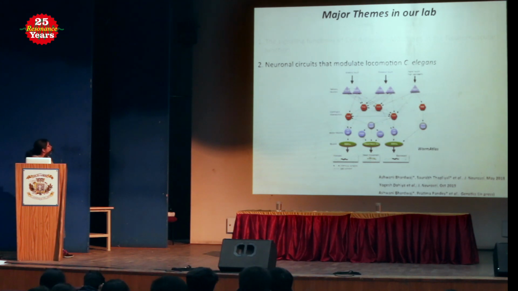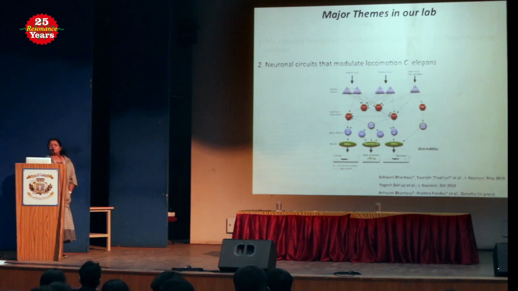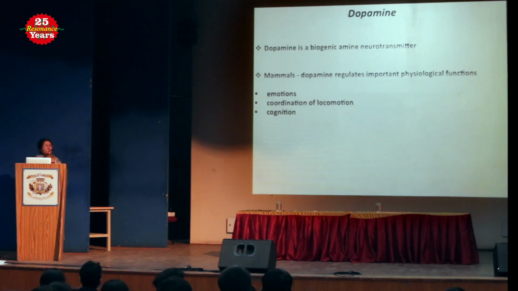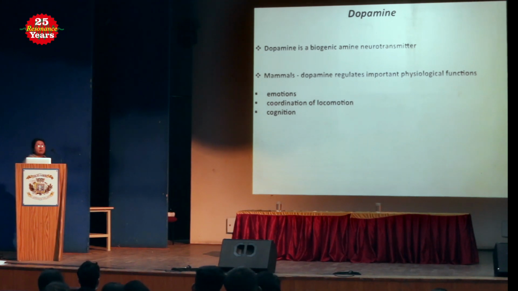So we essentially look at how locomotion happens and who are the molecules that are involved in the process of locomotion. And today I'm going to be telling you a story about drunk worms and dopamine and what dopamine does to enhance being drunk in worms. Okay? So what's dopamine? Many of you might have heard about dopamine. It's a biogenic amine neurotransmitter. And in mammals, dopamine is known to regulate many functions, including emotion, coordination of locomotion, and cognition. Lots of functions require dopamine.